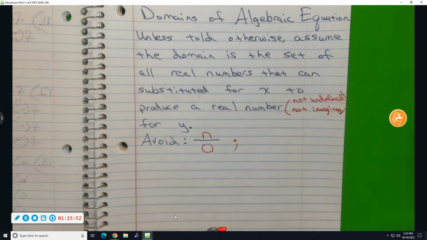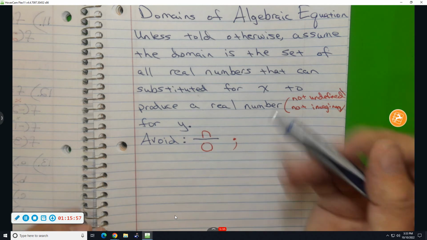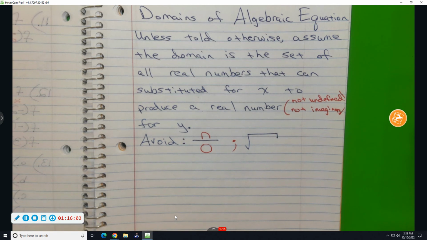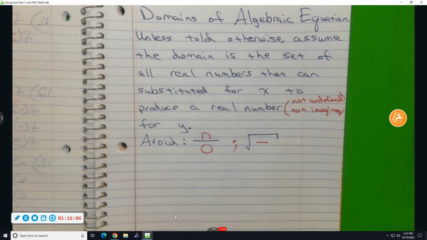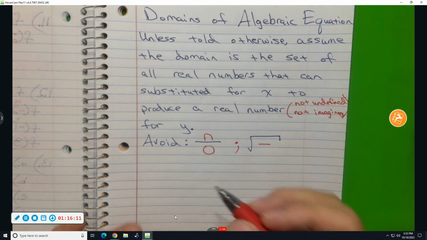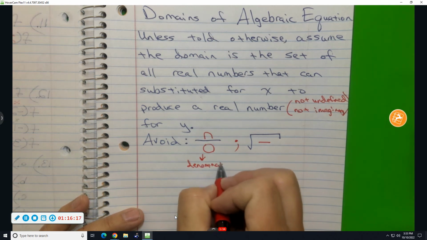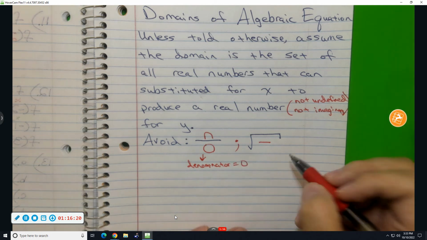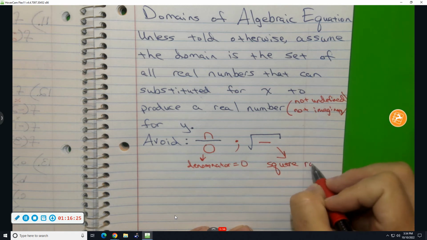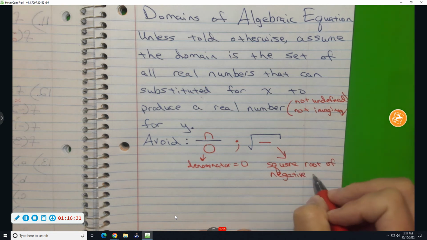Well, when do we create imaginary numbers? To get imaginary numbers, there had to be a square root. But what had to be underneath that square root? A negative, okay? You're trying to avoid two things. Denominators of 0, square roots of negatives. So you're trying to avoid denominator equal to 0. You're trying to avoid square roots of negative numbers.